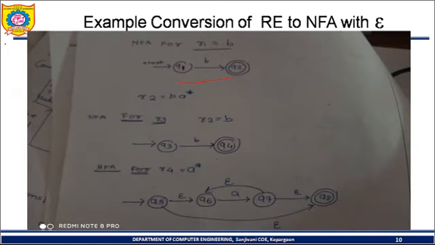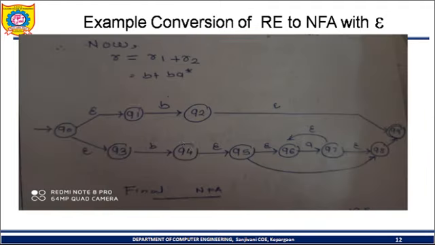We have to perform the union with this one. So here you can see this one is nothing but R1, the first part, and this is nothing but R2, the second part. We have taken their union, and this is nothing but the final NFA. Q0 epsilon B.